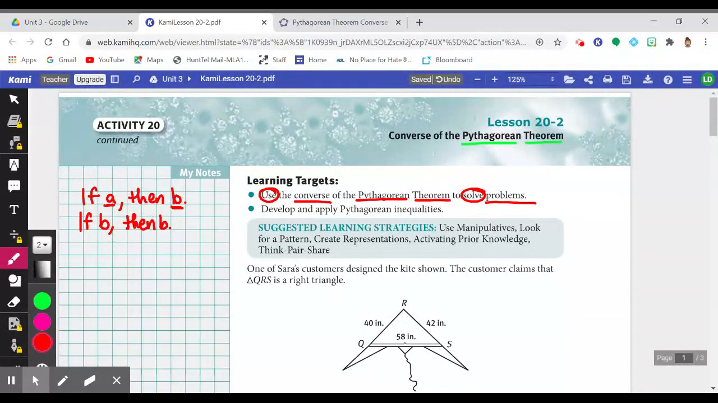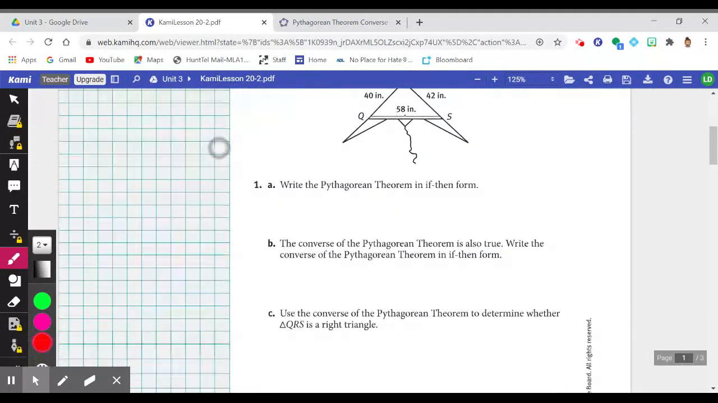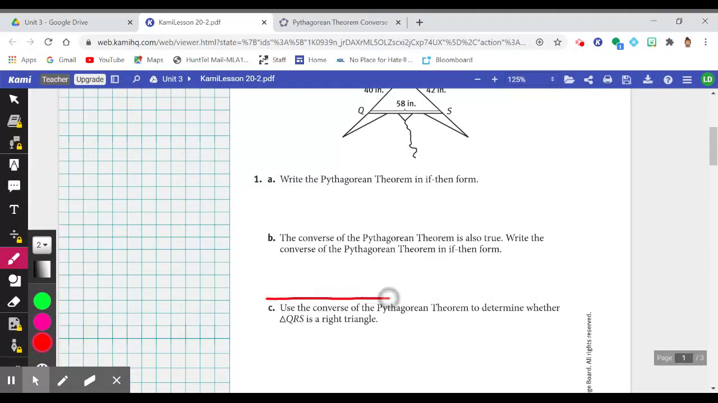Well, once we figure out the converse of the Pythagorean theorem to solve problems, we are going to develop and apply what's known as Pythagorean inequalities. Remember, an inequality is when something is not necessarily equal to. It's unequal, not equal. And so we're going to look at what it means for the Pythagorean theorem when it doesn't necessarily equal c squared. So we are going to start today by chunking item 1A and B.